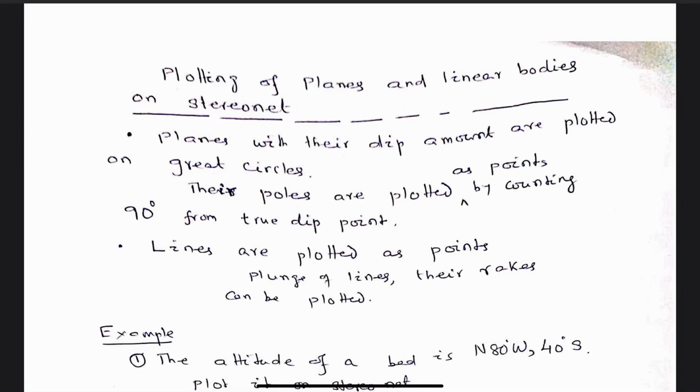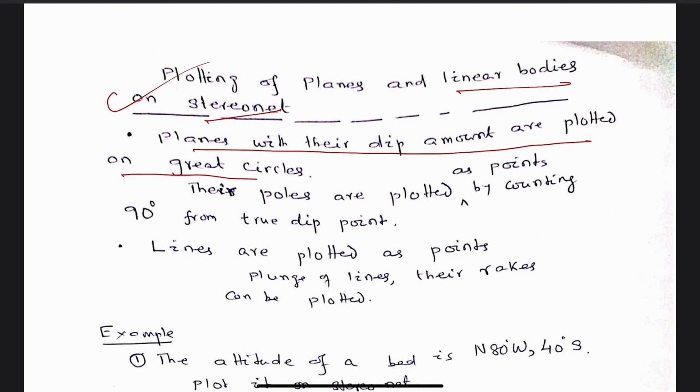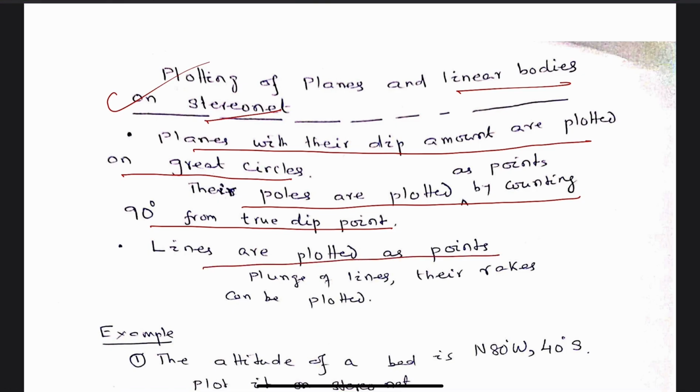Now we'll discuss the plotting of planes and linear bodies on a stereonet. This is the topic: how planes are plotted and how linear bodies are plotted in a stereonet. The planes with the dip amount are plotted as great circles. Their poles are plotted as points by counting 90 degrees from the dip point, and the lines are plotted as points.